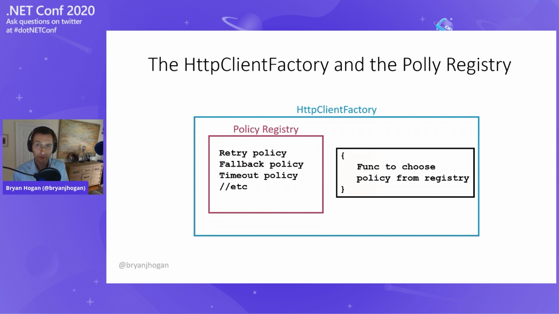HTTP Client Factory uses the policy registry and a method to pick an appropriate policy and apply it to that request. You might choose a different policy depending on the HTTP verb or the endpoint the request is hitting. So for a get, you might use a retry. For a put, you might use a wait and retry. And for a post, you might want to use a no-op policy. But it's entirely up to you to pick the policy most suitable.